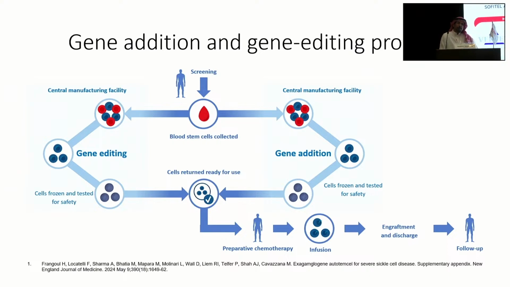There are 2 mechanisms in gene therapy. One is what we call gene addition. The other mechanism is gene editing. In both techniques, they will screen the patient, and once the patient is eligible for this therapy, you will collect the stem cells. Then you either have the gene editing, which we'll talk about in detail later on, or gene addition. After the manufacturing, when the stem cells are ready, the patient will undergo a conditioning regimen, be infused with the cells, and wait until engraftment.